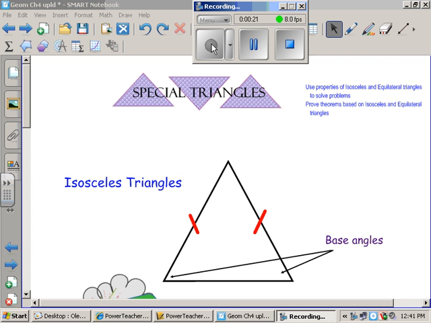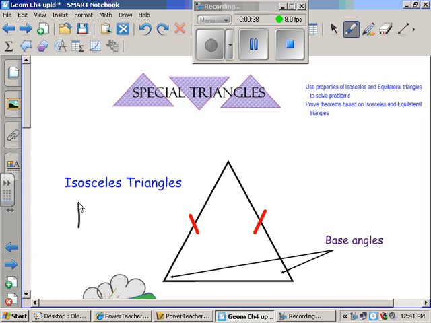The angles opposite the two equal sides on an isosceles triangle are called base angles. Okay? They're not necessarily at the bottom, they are always across from the congruent sides. So if my congruent sides looked like this, the two base angles would be here and there. Right? So they're not necessarily at the bottom, they're always across from the equal sides. Okay? Does that make sense?